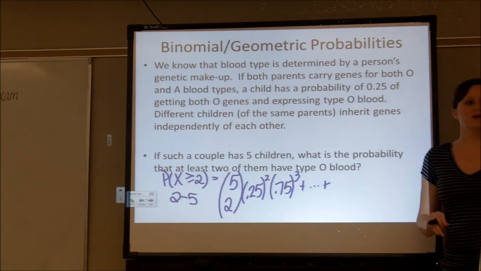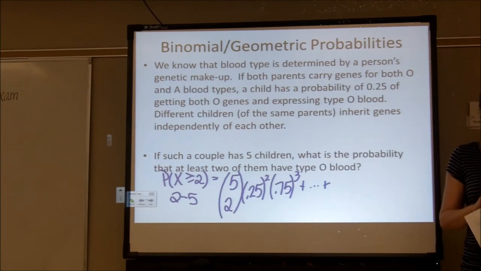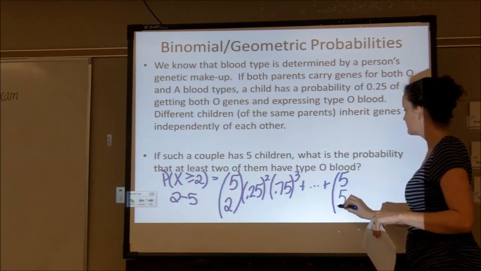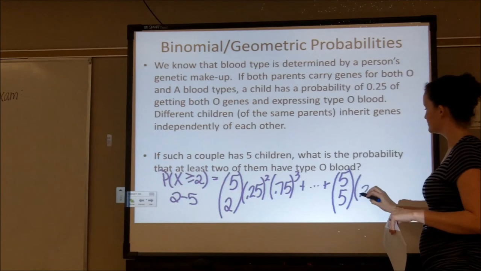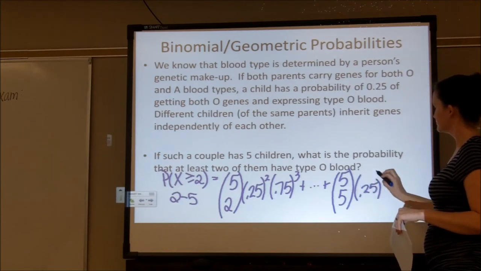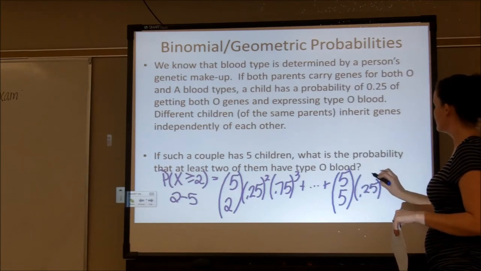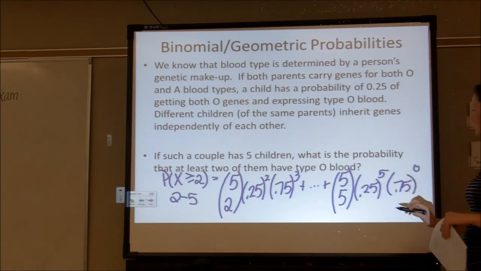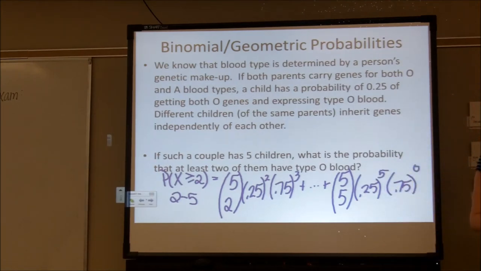Plus dot, dot, dot. Could somebody do the 5 term for us, please? Leon. 5 choose 5, and then 0.25 to the 5, and then 0.75 to the 0. Good. Good with that? Okay.